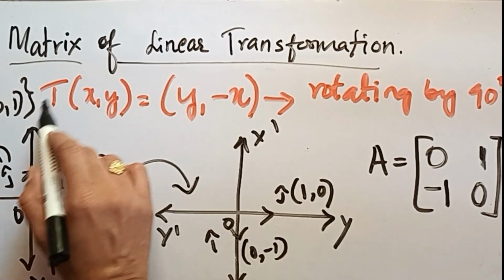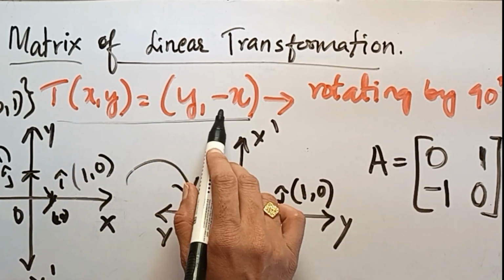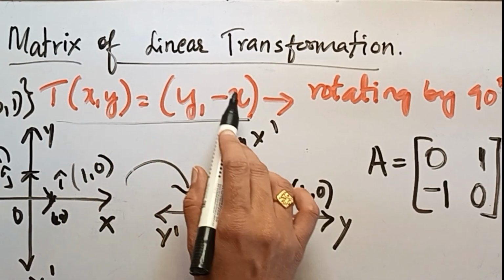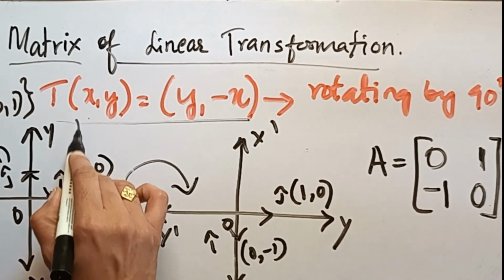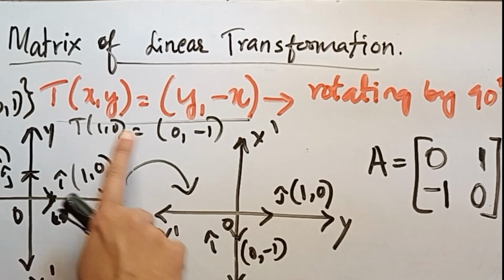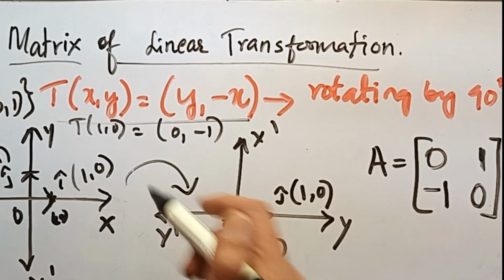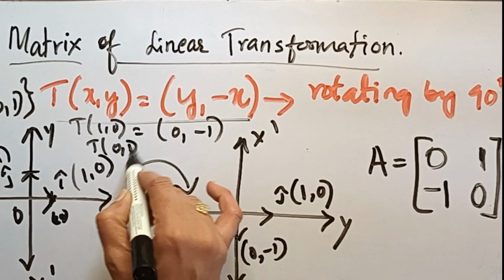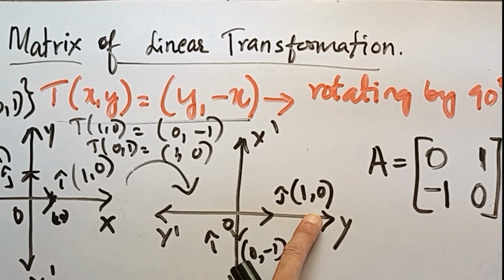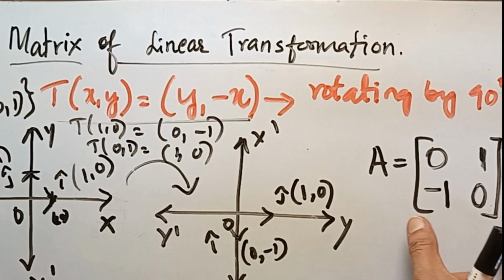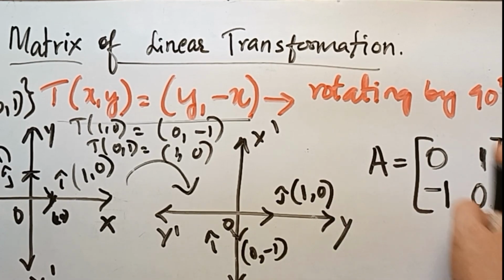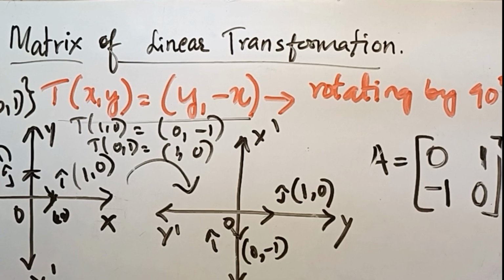We have written the linear transformation algebraically in terms of coordinates as T of (x, y) equals (y, minus x). Even if you put T of (1, 0), that gives you (0, minus 1), the same as this. Similarly, T of (0, 1) goes to (1, 0). j cap goes to this position. But the same thing can be represented using a matrix, and this matrix is called the matrix of the linear transformation.